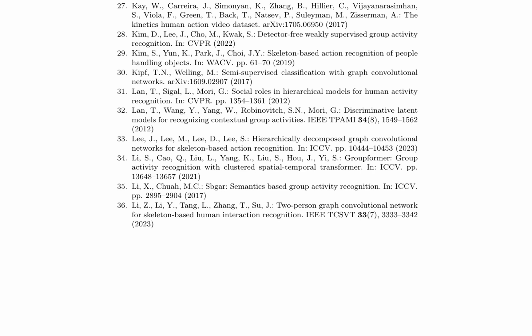The review highlights the significance of hierarchical relational networks for group activity recognition and retrieval, as well as hierarchical deep temporal models for group activity recognition. The authors also cite papers on detector-free weakly supervised group activity recognition, skeleton-based action recognition of people handling objects, and social roles in hierarchical models for human activity recognition. Overall, the authors provide a thorough examination of the existing literature on skeleton-based GAR via panoramic graph, covering a broad range of topics and approaches in the field.